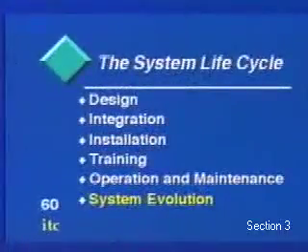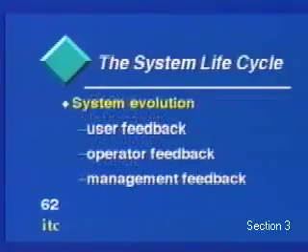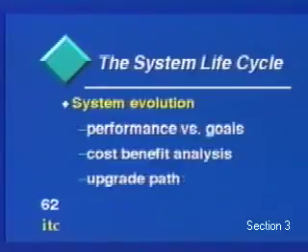The last step in the system life cycle is system evolution. System evolution involves gaining feedback from all the parties involved with the system, the operators, the users, and the managers. Compare that feedback and that performance for the system versus the initial goals that were set down in the initial design stage. The system evolution step involves a cost-benefit analysis.